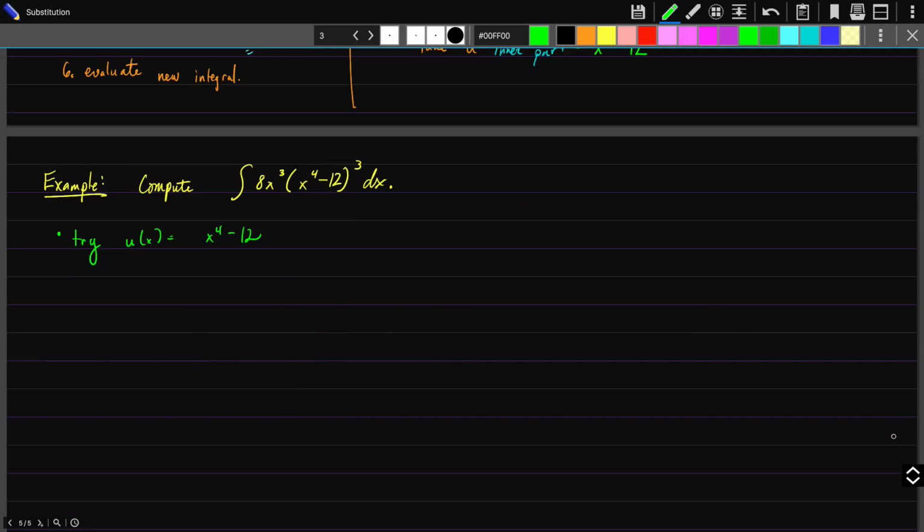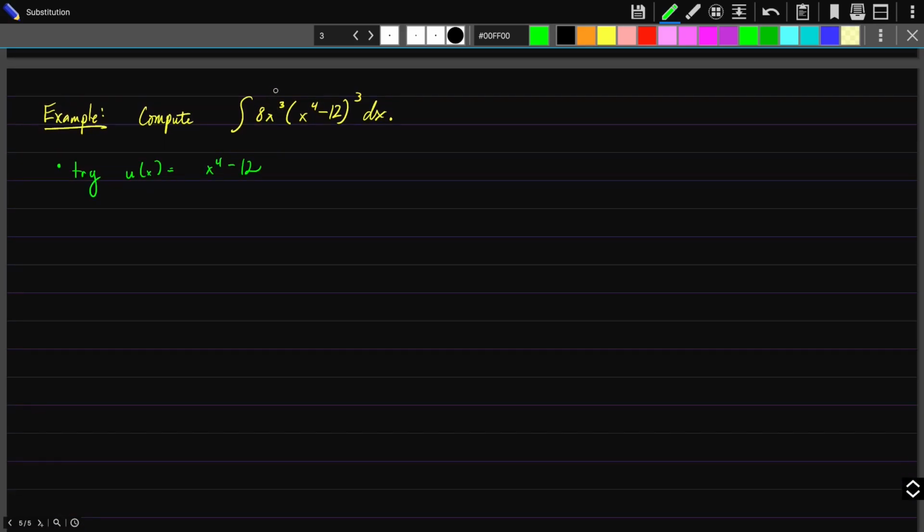So in this case, the problem is asking me to compute the integral of this function, and I identified that as a left factor and a right factor, and the inner part of my right factor is x to the fourth minus 12. So I'm going to try u of x equals x to the fourth minus 12. So the first thing I need to do is find dx in terms of du. So I'll go ahead and compute du by dx. It is equal to 4x cubed. So that tells me that du is equal to 4x cubed dx. So in other words, dx is equal to 1 over 4x cubed du.